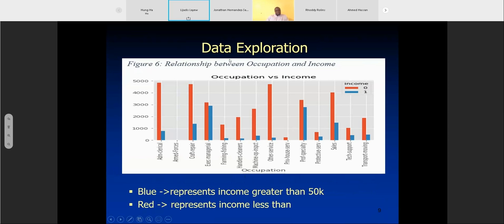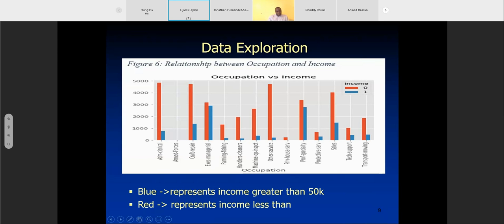We're going to do data exploration from here, which you can all see on the graph. This outlines the relationship between the income and the type of occupation from the population studied. You see the red line, which represents income less than, and the blue represents income greater than. From here, we can observe that the executive managerial and the professional specialty make more than 50K, and the rest we can see are less.